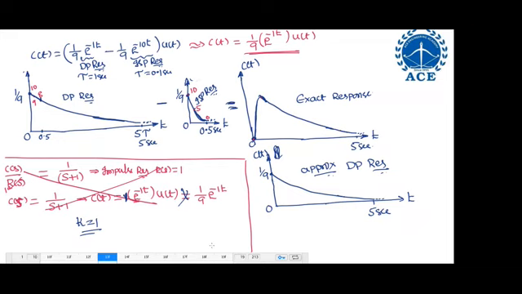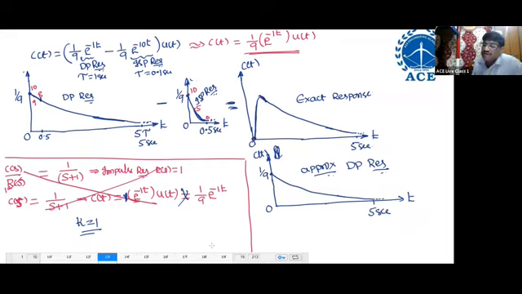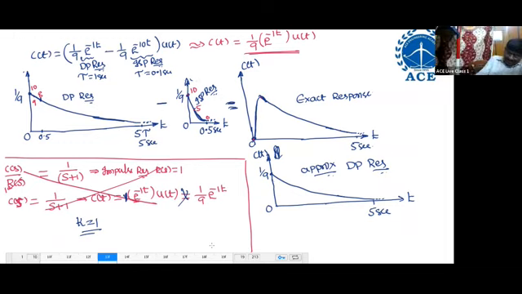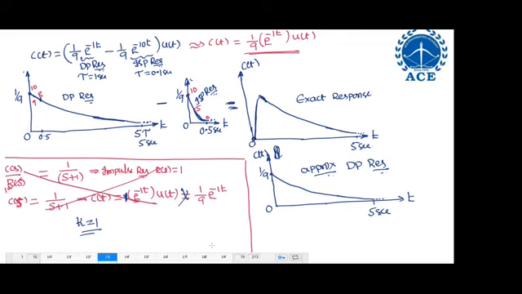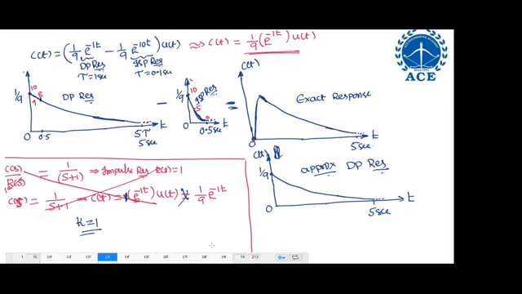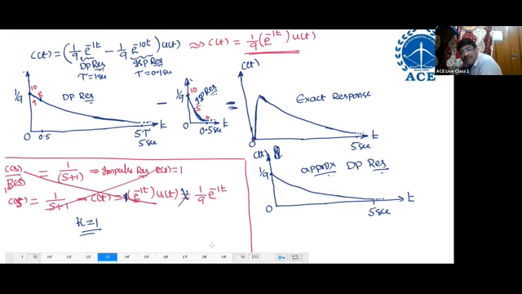Next, Jyotishwar. Sir, what are the conditions for a system to be stable, unstable, marginally stable, and conditionally stable? Stable means response should be bounded. Unstable means response goes to infinity, unbounded. Marginal means oscillatory, constant amplitude and frequency of oscillations. It never settles at a particular value.